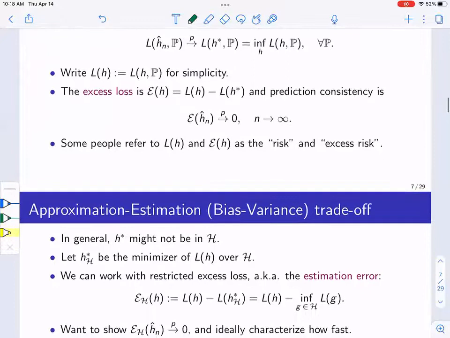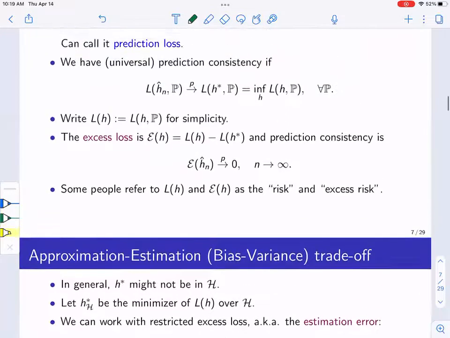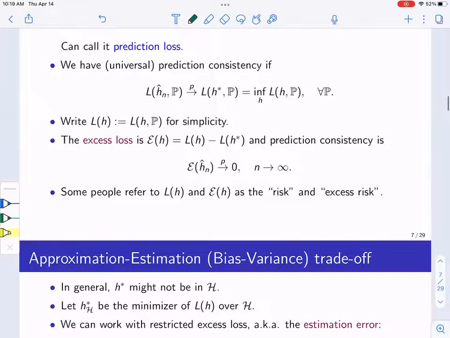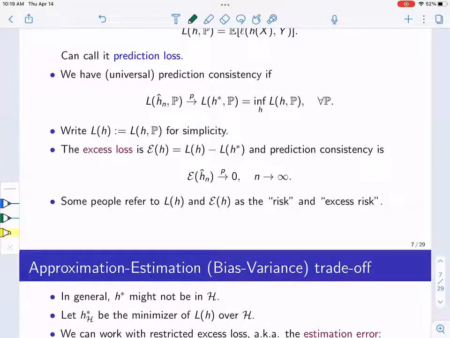A little bit more on the notation. One issue is that the ERM is a minimizer of the empirical loss over the class H. This need not be in the class H. You can imagine that this is probably not going to happen. Unless the problem has a very specific case where the losses of the functions in H can reproduce all possible losses. This is not going to happen generally.